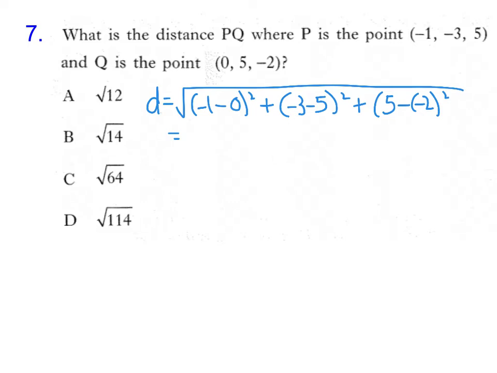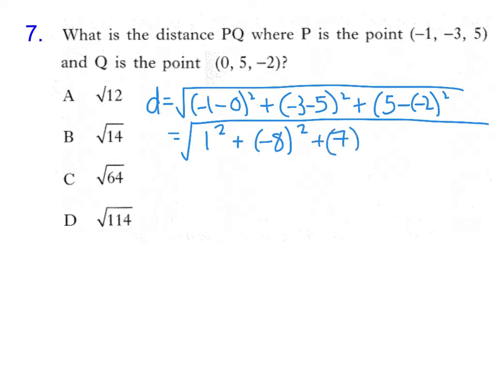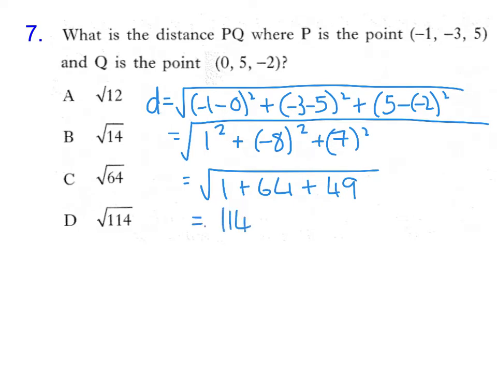Alternatively, you could just compare the numbers and say, right, from minus 1 to 0 is 1, so that's 1 squared. From minus 3 to 5 is 8, so you could then just put in plus 8 squared there. But technically it's minus 8 squared. It gives you the same answer because 8 squared and minus 8 squared are the same. And then from 5 to minus 2 is 7, so it's plus 7 squared. So we have the square root of 1 plus 64 plus 49. So that's the same as 64 plus 50, that's 114. So it's the square root of 114, which is D.